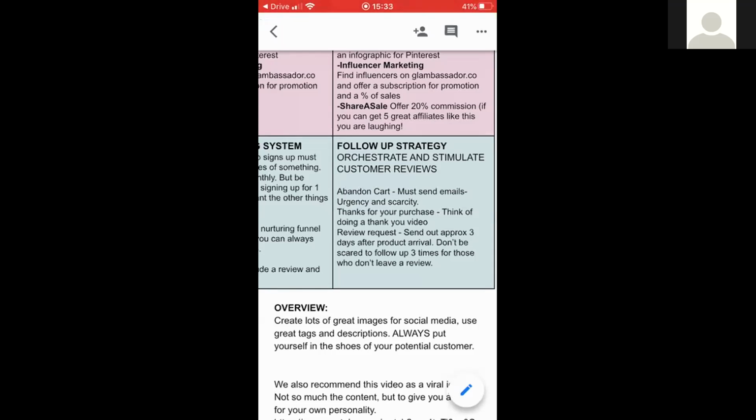So definitely works both ways. You can set up an account where you're getting people to sell your goods, and then you're also selling someone else's. So you can use it in both ways at the same time.